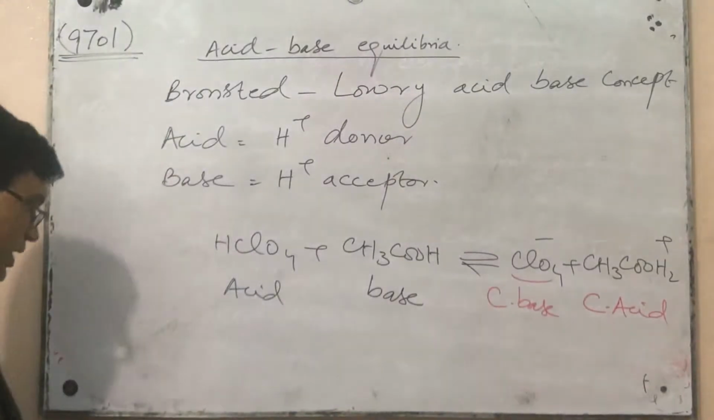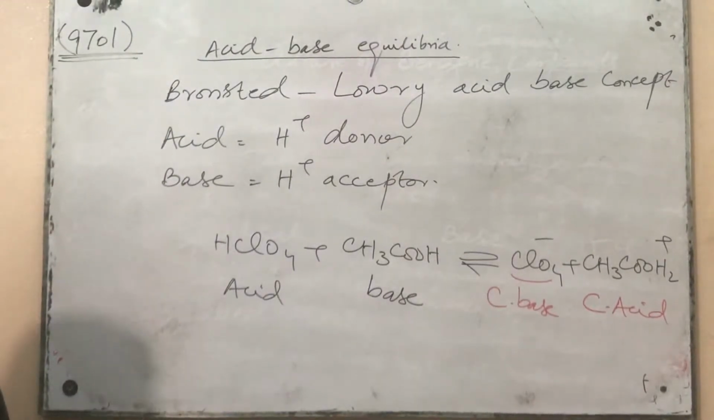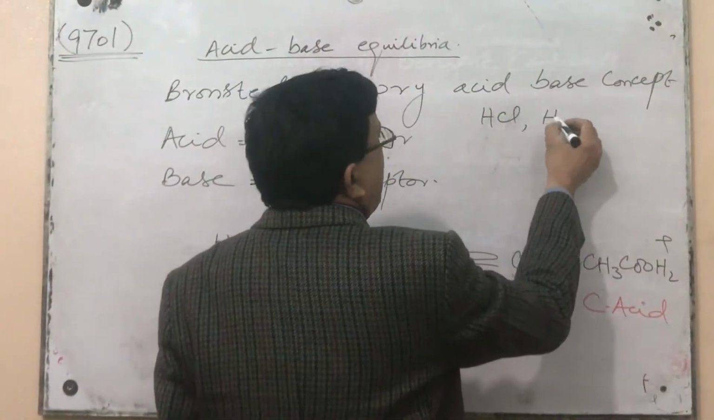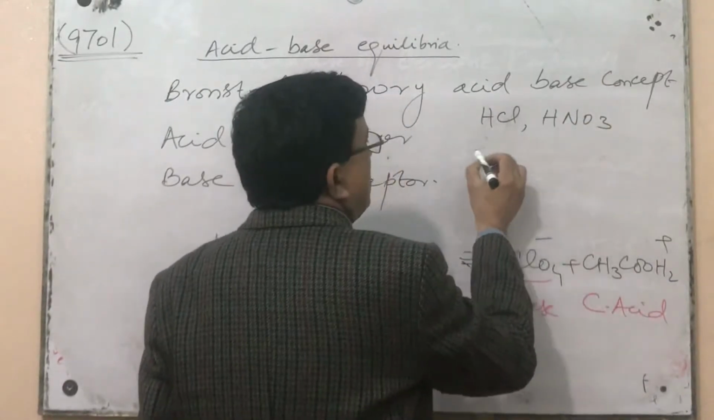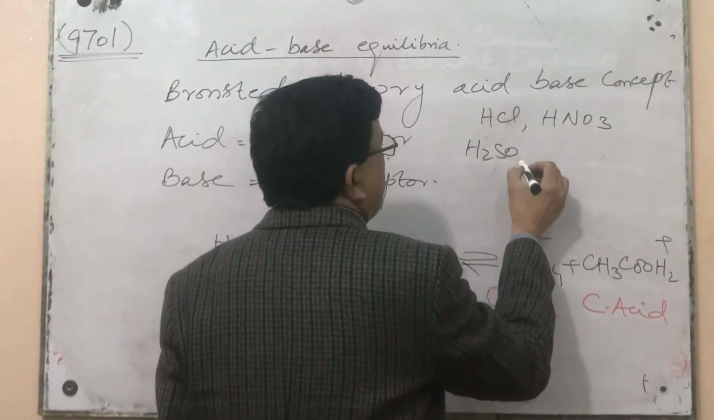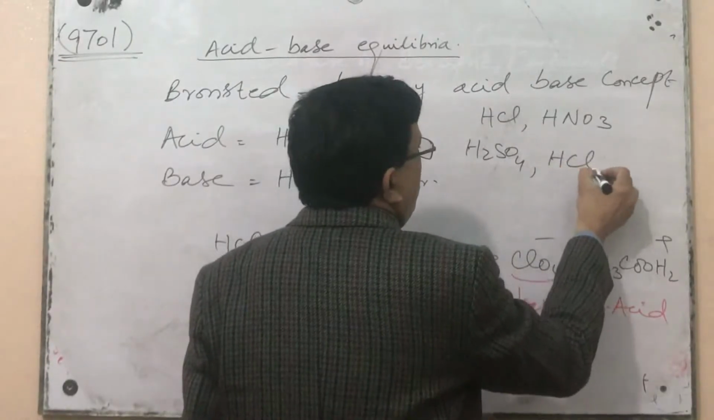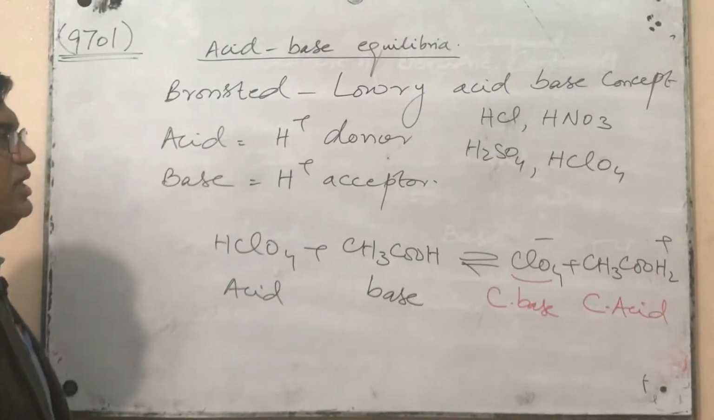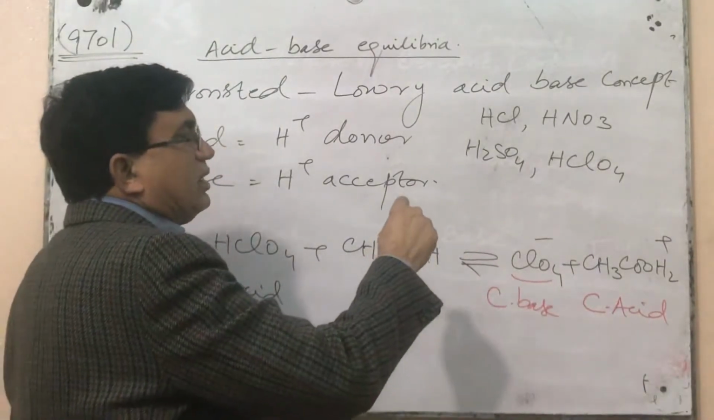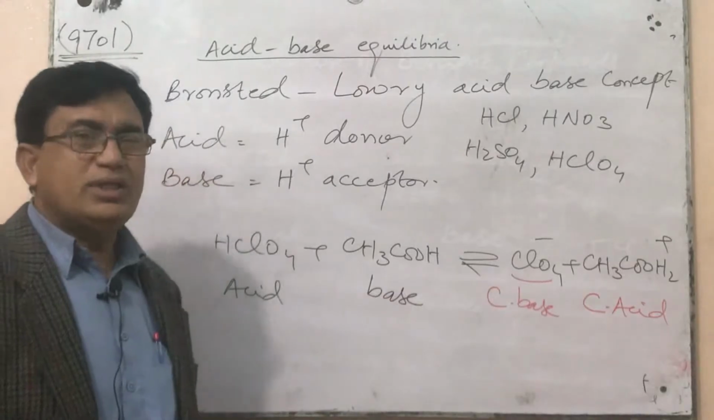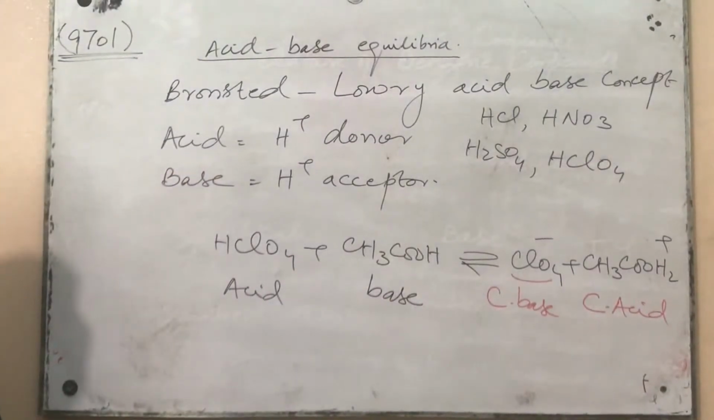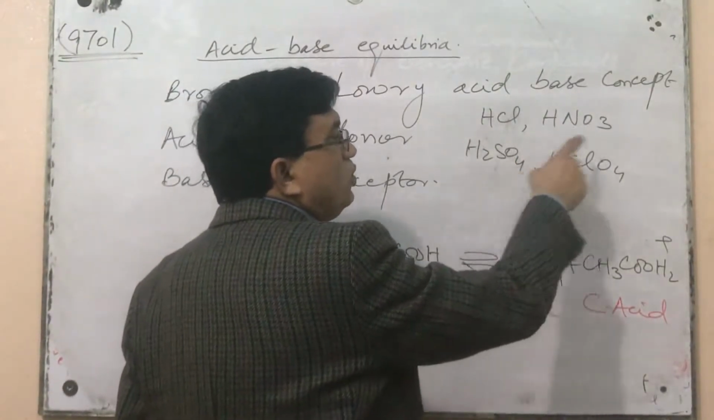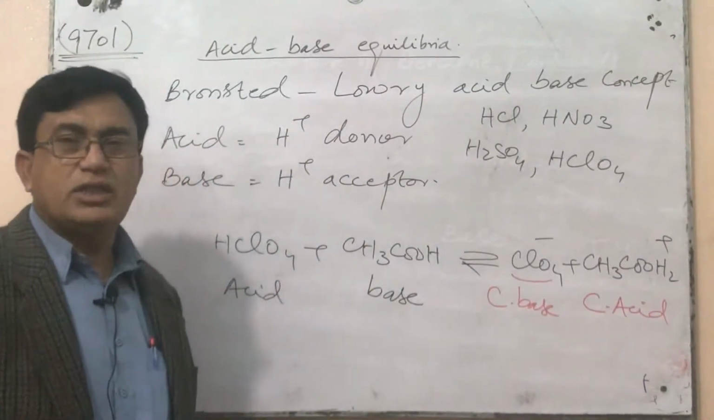We also know that there are some strong acids, for example HCl, HNO3, H2SO4, HClO4. All these are the strong acids. It means that whenever these will be added into other substance, especially into bases, definitely they will lose proton and the bases will accept proton.